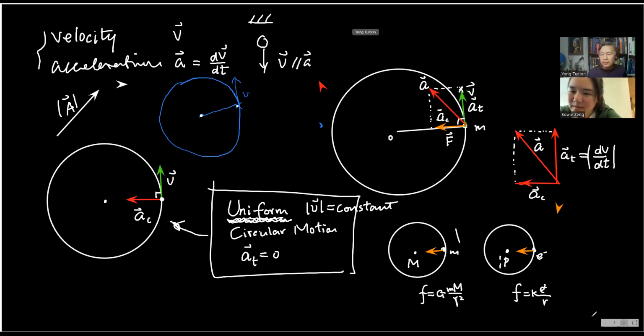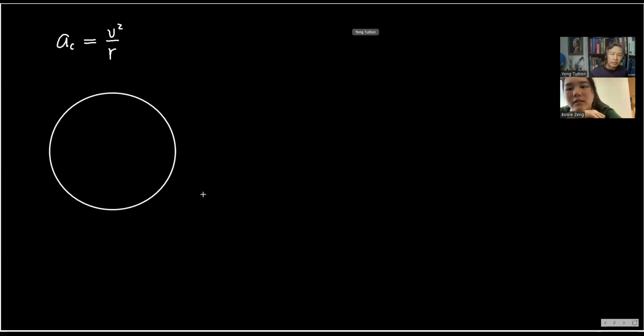have you studied this formula? Centripetal acceleration, the magnitude is equal to v squared divided by r. Have you studied this formula before? Yes. Do you know why? Do you know how to obtain this formula? How to prove this formula?